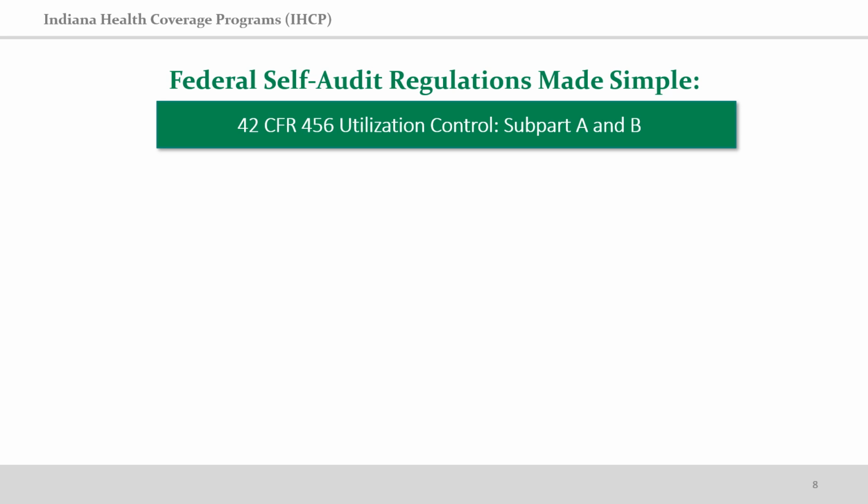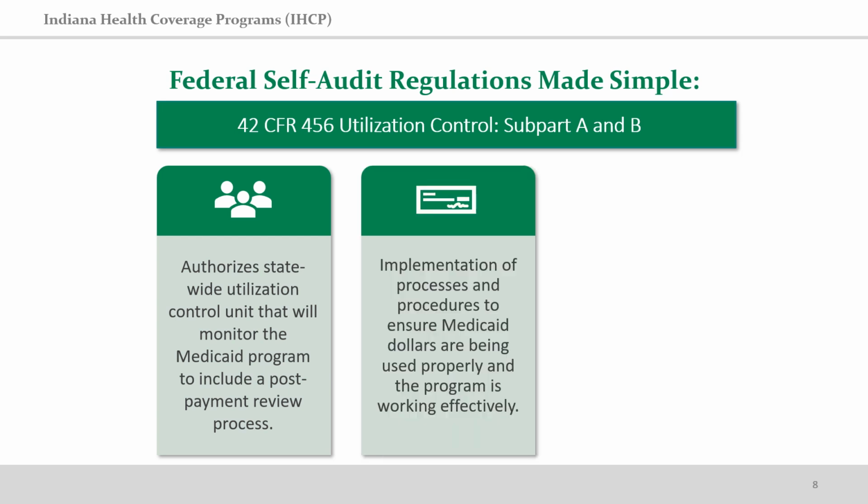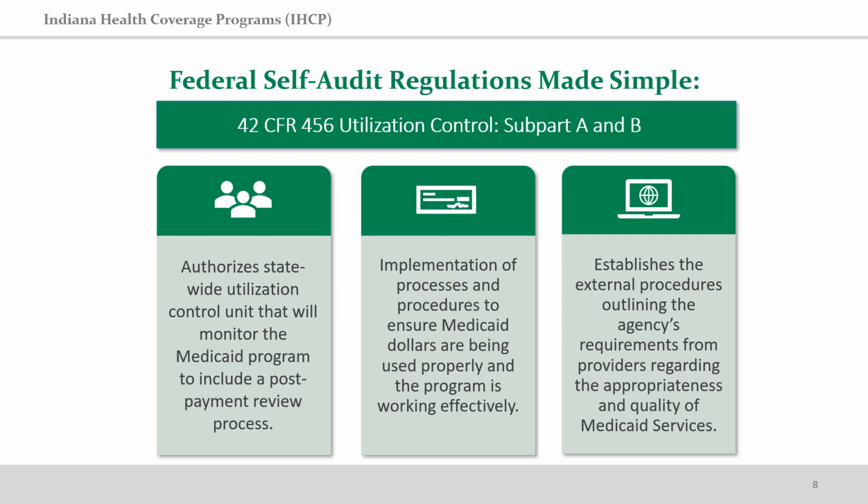They also must ensure the delivery of services are medically necessary, are provided in the most appropriate setting, and conform to quality standards. These regulations are broken into three areas. First, authorizes statewide utilization control units to monitor the Medicaid program, including conducting post-payment medical chart reviews. Next, requires states to have processes and procedures in place to ensure Medicaid dollars are being used properly and the program is operating efficiently. And finally, establishes the external procedures detailing the agency's requirements from providers concerning the appropriateness and quality of Medicaid services.